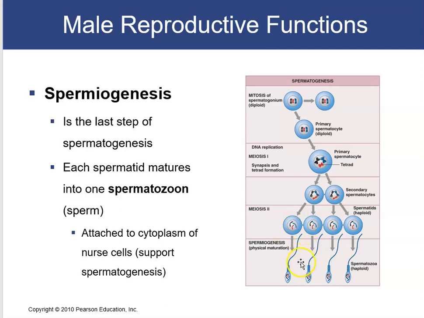They need to finish the process, and this is known as spermiogenesis. Spermiogenesis is the last step of spermatogenesis. Each spermatid needs to mature into one spermatozoon, or sperm. As this maturation process occurs, the spermatid will not be free. They will remain attached and surrounded by the cytoplasm of a special type of cell known as a nurse cell. Nurse cells do exactly what their name implies. They support and nurture these maturing sperm as they undergo this process.